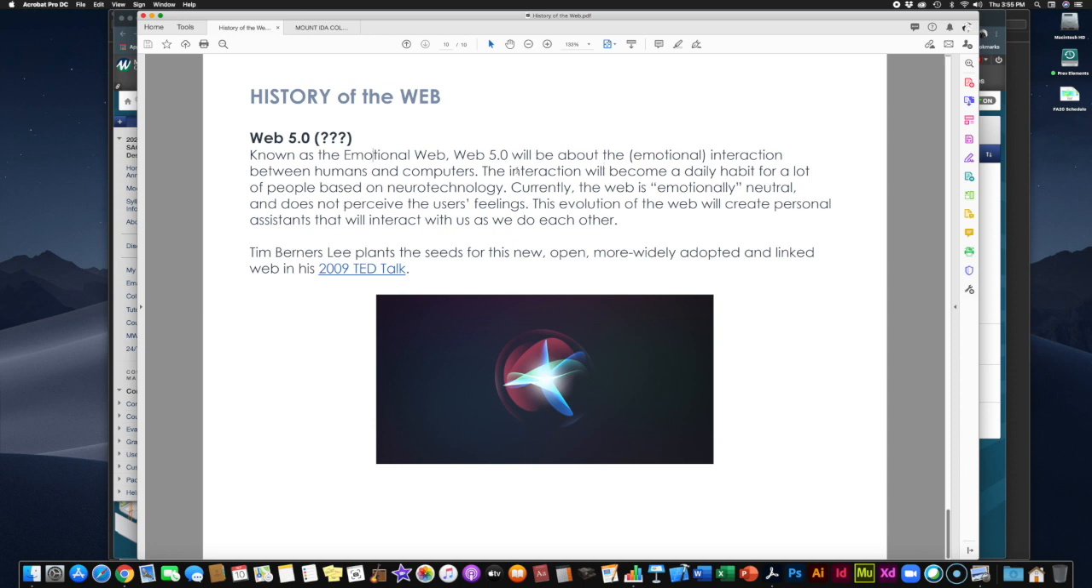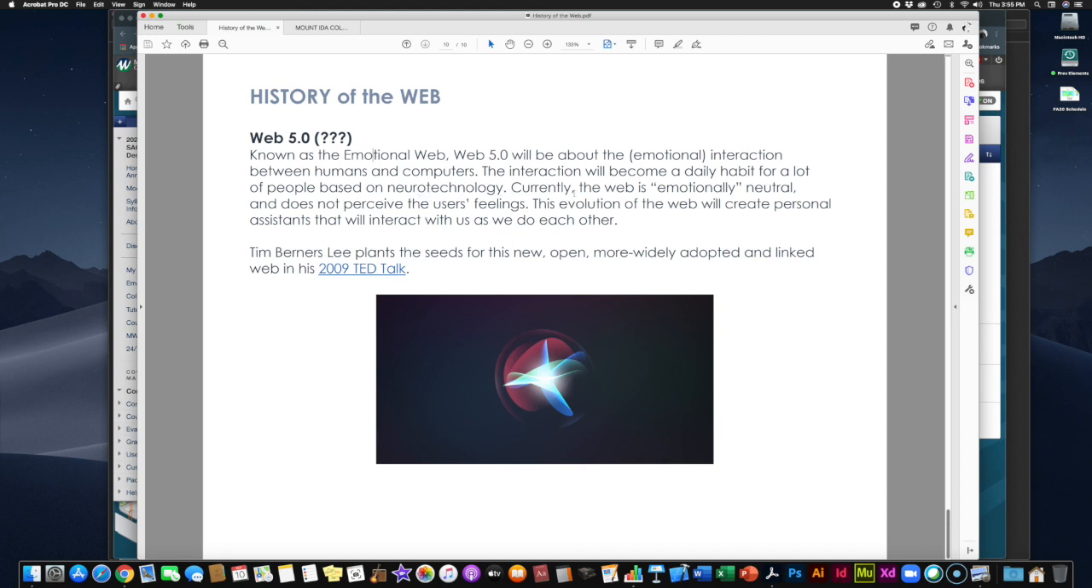So now we're sort of permanently connected to the web through our devices. We've already talked about that. That's the Web 4.0 movement. But the next big movement through advanced artificial intelligence will be for humans to make emotional connections with their computers and their devices, which sounds a little creepy. But think about it, that sort of thing already exists to some degree, right? There's AI technology, there's a variety of bots and whatnot we can connect with. The interaction will become a daily habit for a lot of people based on neurotechnology.